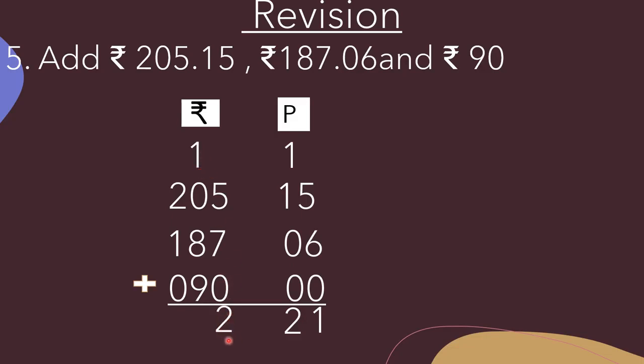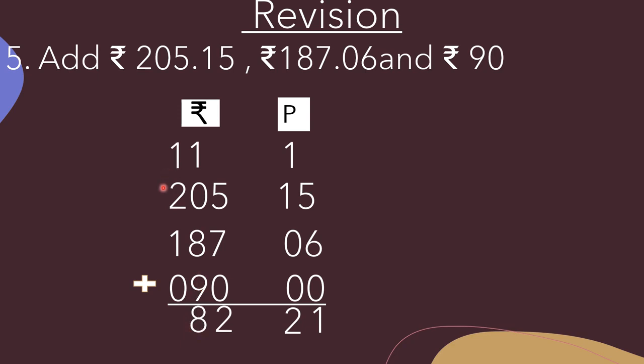Always remember, whenever we get a 2-digit answer, we write the right hand side digit here and the left hand side digit will be carryover. Now 1 plus 0, 1. 1 plus 8, 9. 9 plus 9, 18. So here we will write 8 and 1 will be carryover.